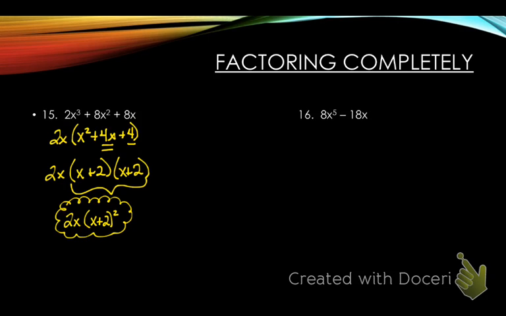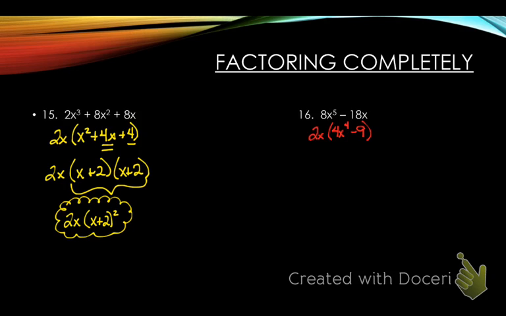Now, on 16, you have 8x to the 5th minus 18x. You only have 2 terms, so what are we probably going to be looking for? One of 2 things, right? Either a difference of 2 squares or, in this case, since it's a subtraction, a difference of two cubes. So first off, can I factor anything out? Do I have a GCF here? Is there anything that I can factor out? x? Is there a coefficient that I can factor in? 2x. So I have 4x to the fourth minus 9.